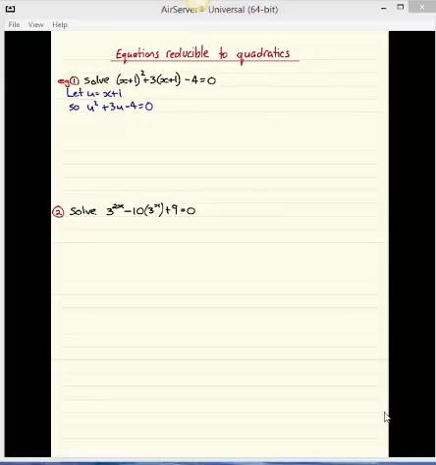And now what I have is a quadratic, and I know how to solve this quadratic because I've been doing it for a long time. And we get (u + 4)(u - 1) is equal to 0. And so we know that u must either equal 1 or negative 4. But, and here's the but, they don't want to know what u is. They want to know what x is.